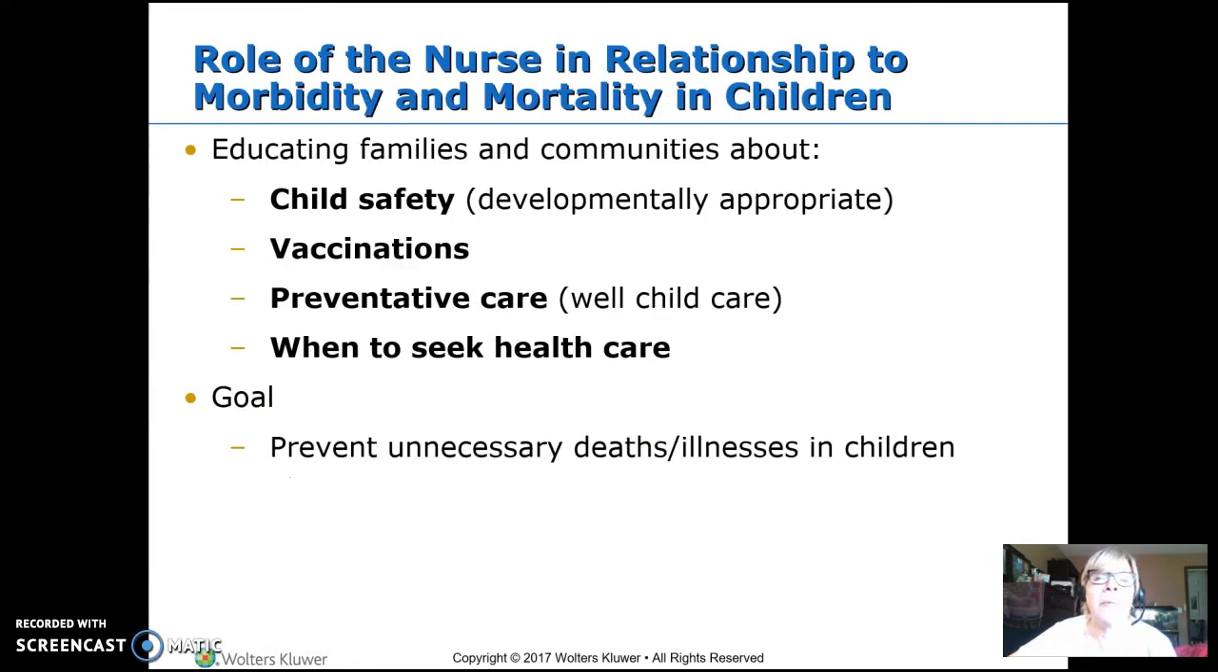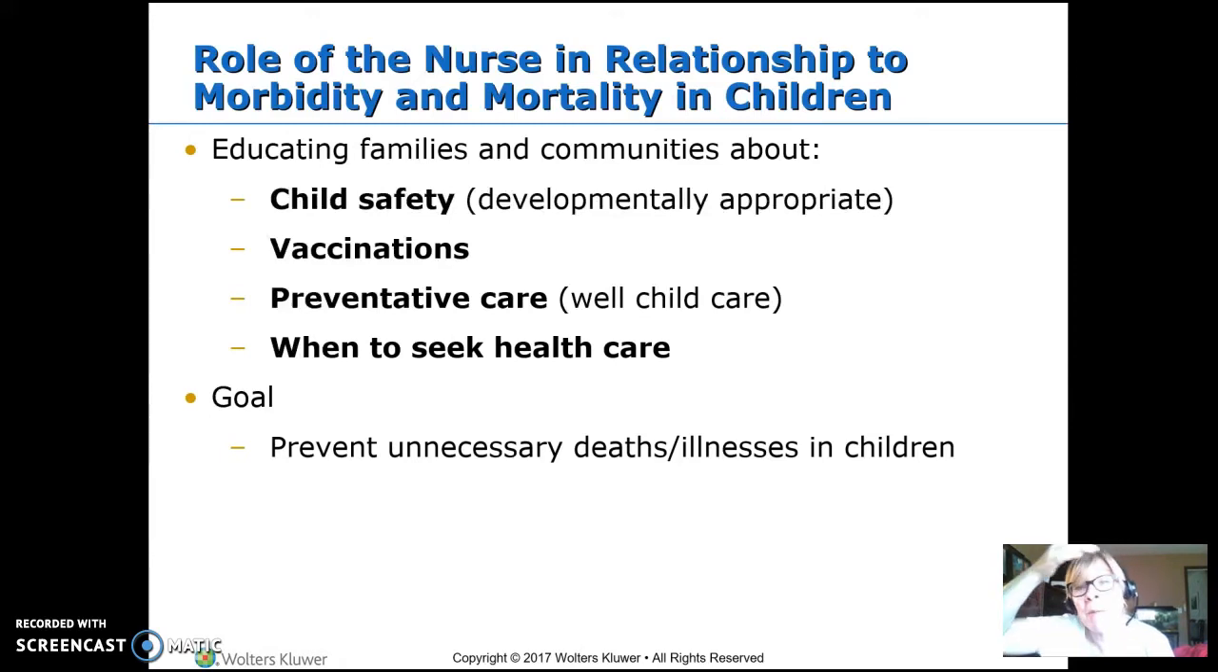So, the role of the nurse in relation to morbidity and mortality in children is that we do a lot of education. Let's teach families about child safety and think about the child's age developmentally. What are they doing? What safety do we need to teach? Let's teach about vaccinations. There's a lot of bad information out there. Let's encourage preventative care. If a child comes in for a well visit, something may be caught early before it's a big problem that's hard to care for.